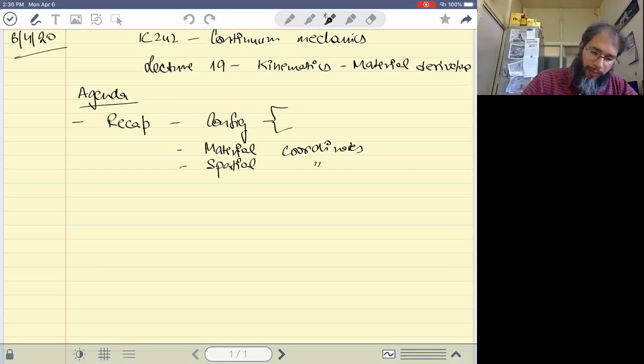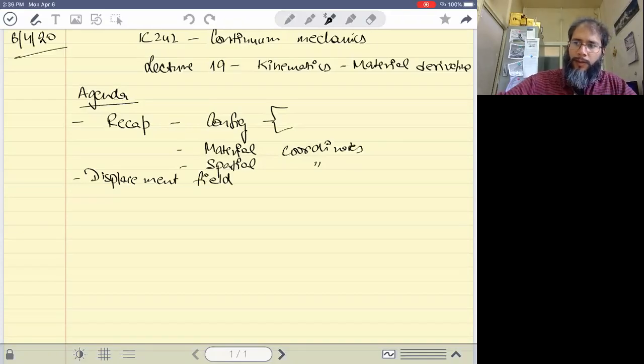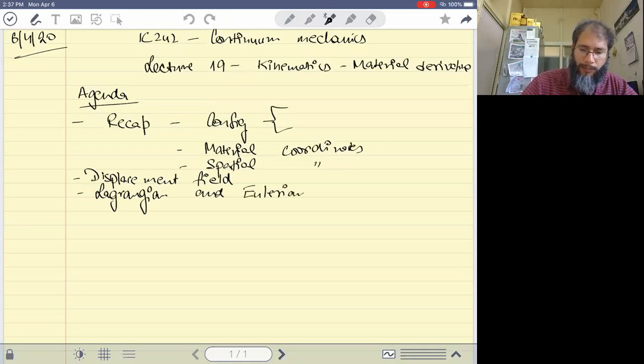Then we'll talk about the displacement field. Post that, we'll talk about the Lagrangian and Eulerian description of motion. And then finally, we'll talk about the material derivative. So the material derivative will be the highlight of today's lecture.